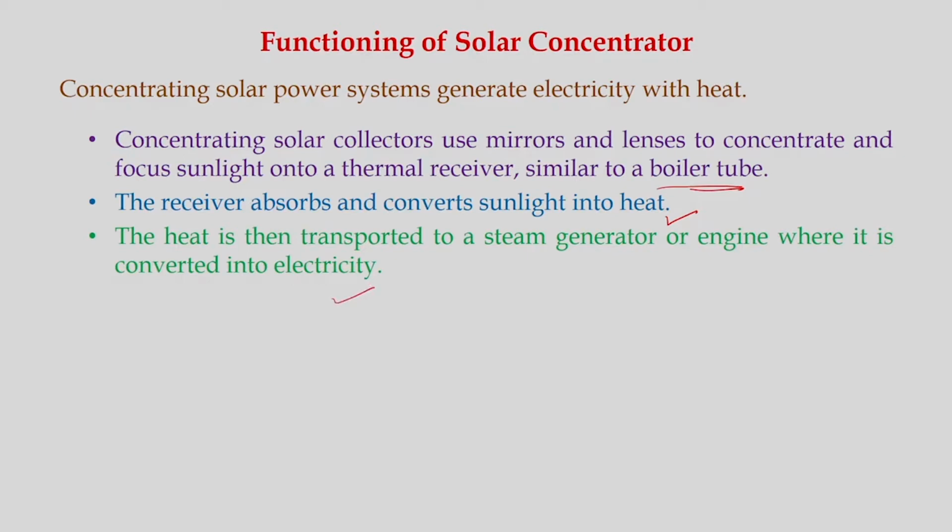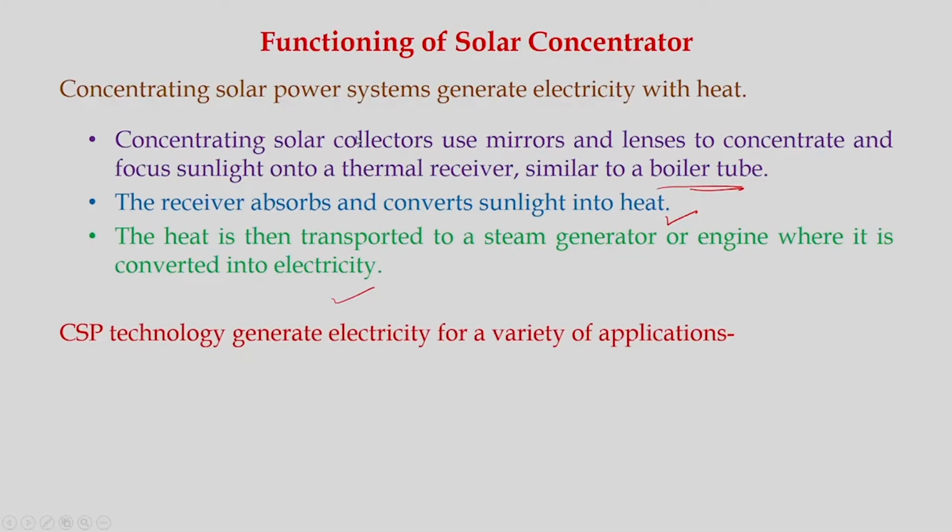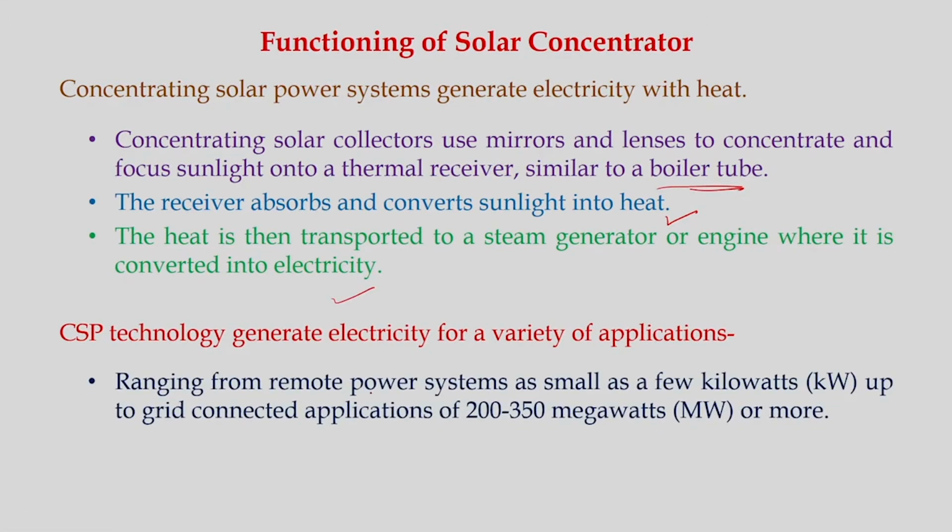When we talk about a solar PV system, it converts sunlight to electricity directly, but in case of solar concentrating collectors, we are utilizing thermal energy to generate electricity. First we have to convert solar energy to heat, then heat has to be converted to electricity by using a generator. CSP technology generates electricity for a variety of applications, ranging from remote power systems as small as a few kilowatts up to grid connected applications of 200 to 350 megawatts or more.